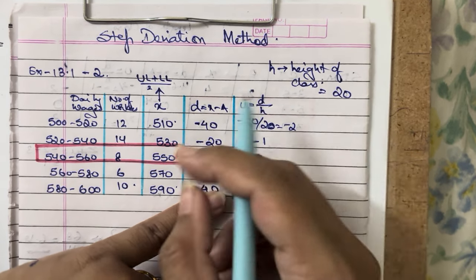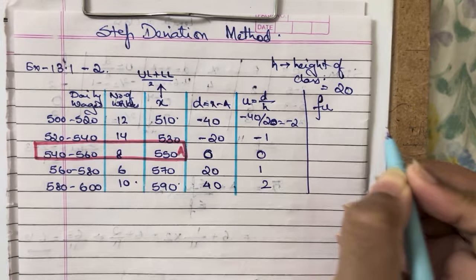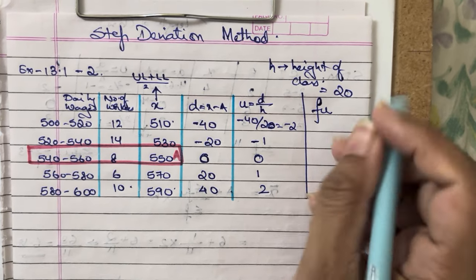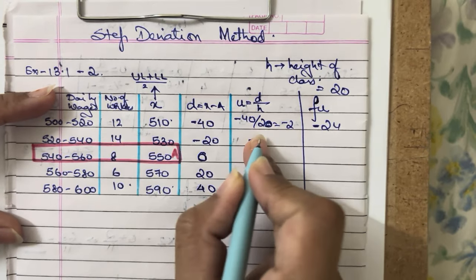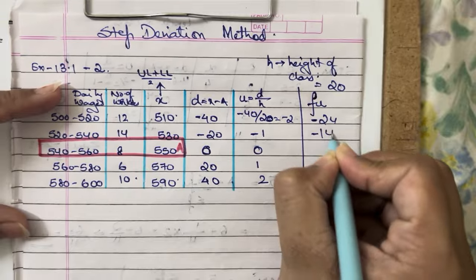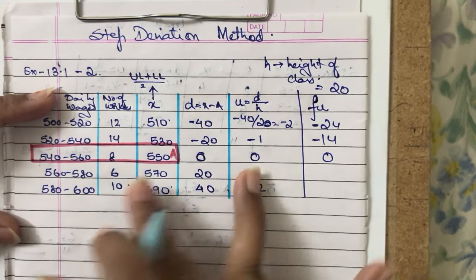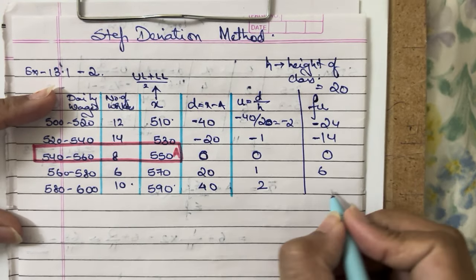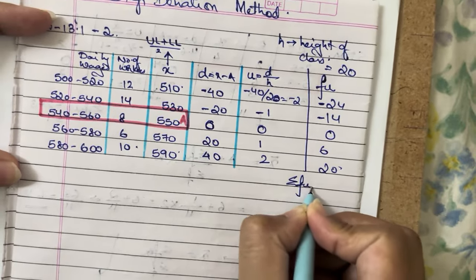Now it has become quite easy. I can do my FU column now. So 12 times 2 becomes minus 24. 14 times 1 becomes minus 14. Then 8 times 0 remains 0 itself. This becomes 6, and this becomes 20. Then what is the next thing? Sigma FU is what I'm supposed to do.